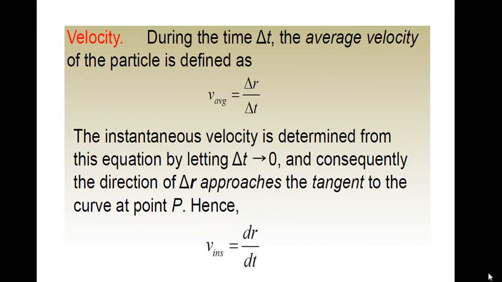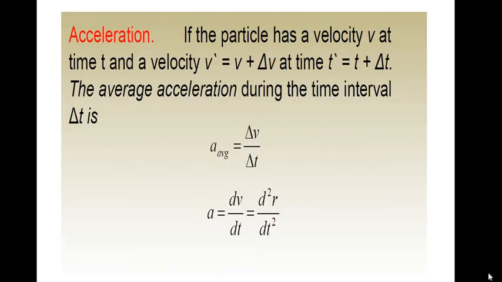Now velocity. During the time del t, the average velocity of a particle is defined as average velocity is equal to del r upon del t. The instantaneous velocity is determined from the equation by letting del t tend to 0, and consequently the direction of del r approaches the tangent to the curve at point P. Hence, instantaneous velocity is equal to dr upon dt.